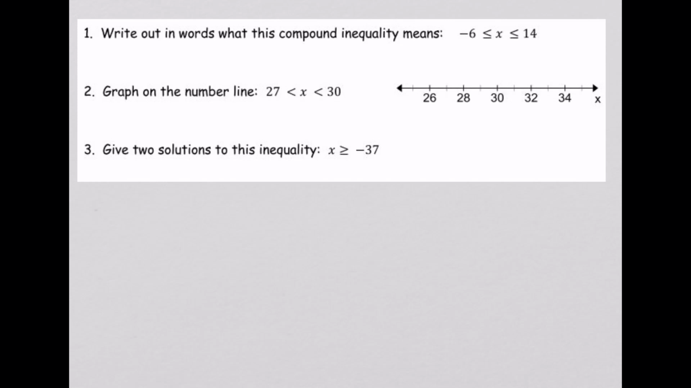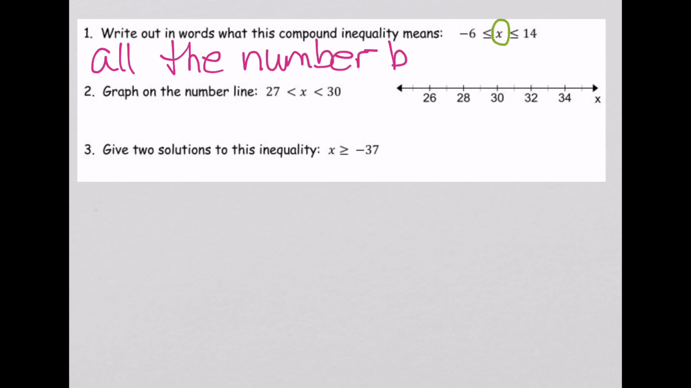Write out in words what this compound inequality means. Do you see how x right here is in between -6 and 14? Well, what that compound inequality means is all the numbers between -6 and 14. Numbers between. Remember when we talked about how my dog could weigh a certain weight and he would still be healthy? All the numbers between -6 and 14, including -6 and 14 because it could be equal to those.